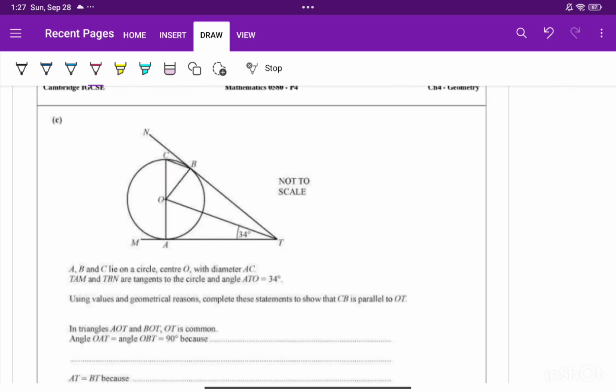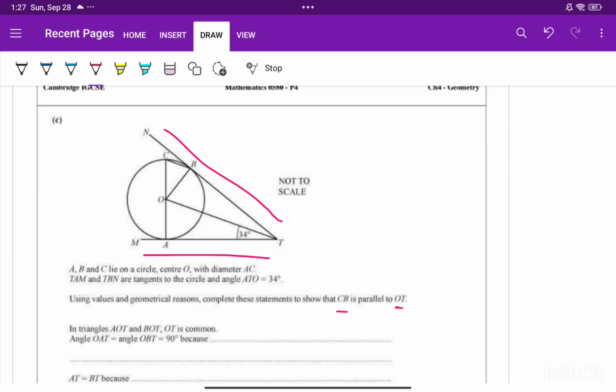A, B, C lie on a circle, center O, with diameter AC. TAM and TBN are tangent to the circle. Angle ATO is 34 degrees. Use this value and geometrical reasons to complete the statement to show CB is parallel to OT.